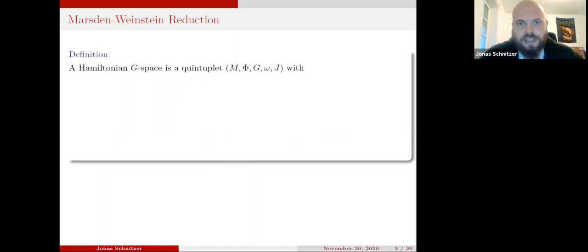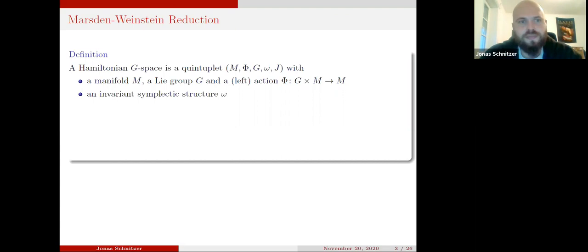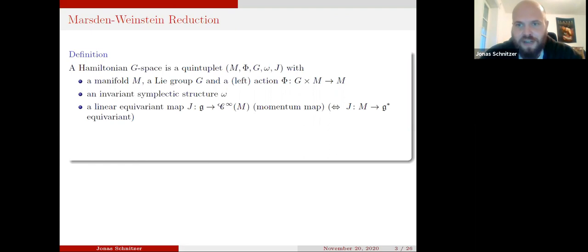So we say a Hamiltonian G-space is a tuple with five entries, which consists of a Lie group action of a Lie group G on the manifold M, an invariant symplectic structure, and a map from the Lie algebra to the smooth functions of the manifold, which is called the momentum map. You can equivalently see it as a map from the manifold into the dual of the Lie algebra, which is equivariant. Equivariant means it intertwines the adjoint action or the co-adjoint action, depending which picture you're referring to, and the action on the manifold or on the smooth functions by push forwards.